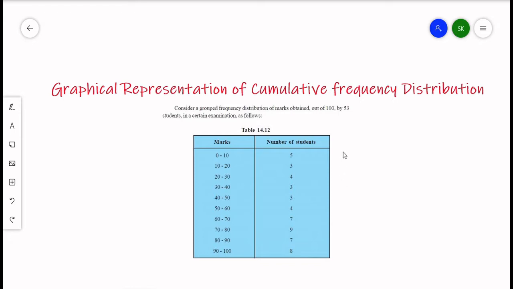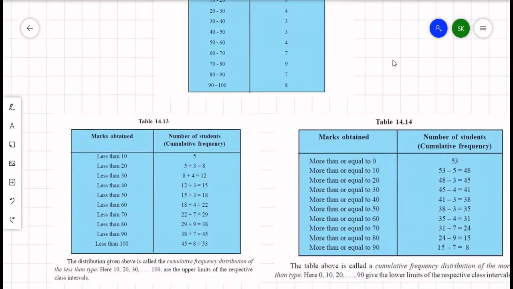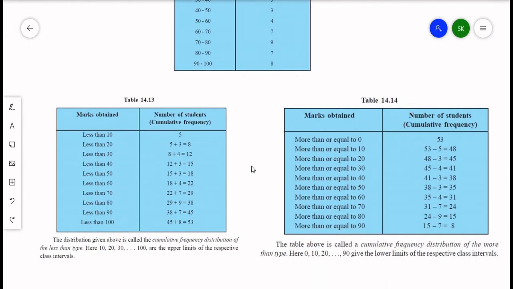So for the class interval 0 to 10, CF will be 5, and for the class interval 10 to 20, what will be CF? It will be 5 plus 3, 8. This way we have found CF for all the class intervals. Then with this we learned less than and more than type cumulative frequency distribution also. Let's discuss less than type first.